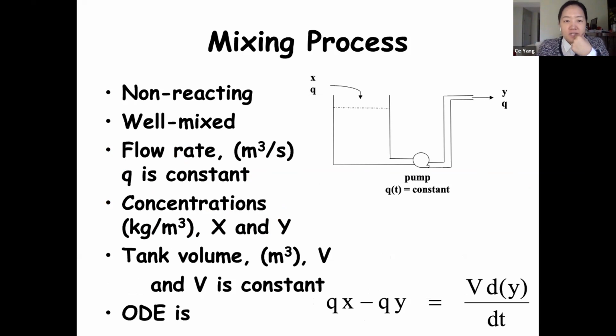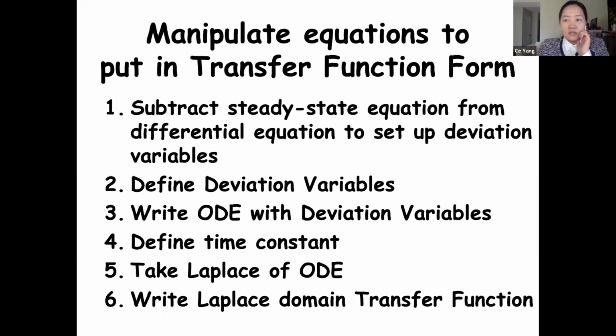For example, in mixing processes like this, we assume a non-interacting, well-mixed tank with flow rate Q, which is constant, concentrations x and y, and a known tank volume V. V again is constant. So we can, in the end, develop this first order differential equation to solve this problem, which is Qx minus Qy equals V dy over dt. I think you have seen this from lecture 8 when we talked about deviation variables.